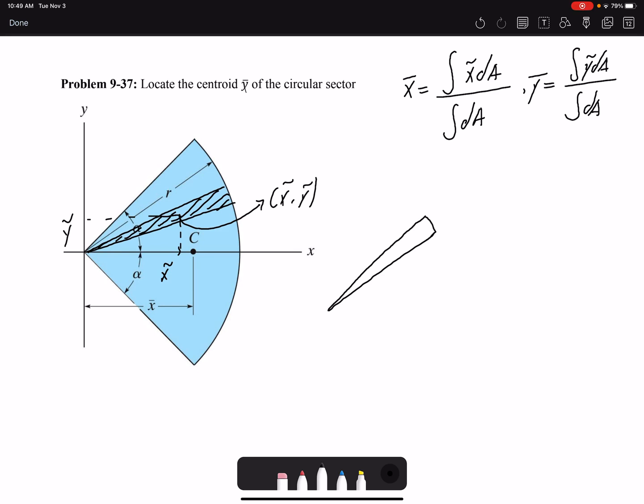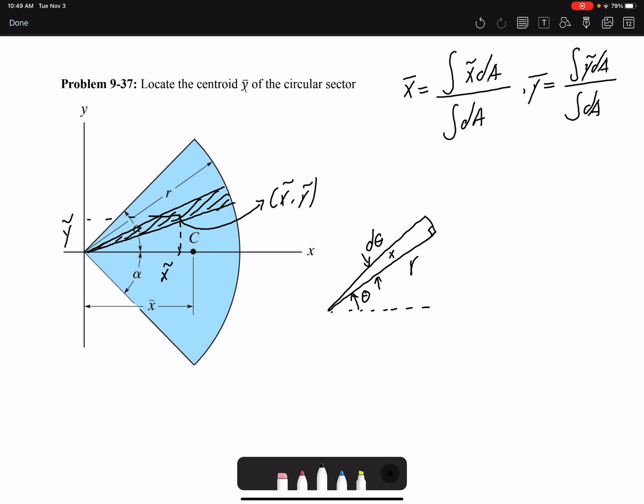We can think of this circular sector and simplify it as a triangle with a radius of R, the angle d theta, and this differential element is located at a random location of theta. So we know the centroid of a triangle would be 2/3 from the vertex. So that would be somewhere here.